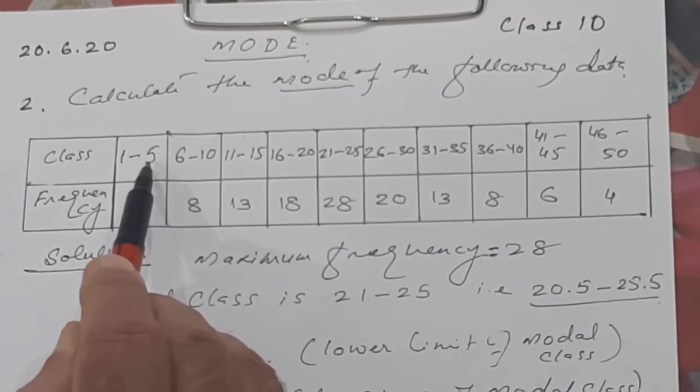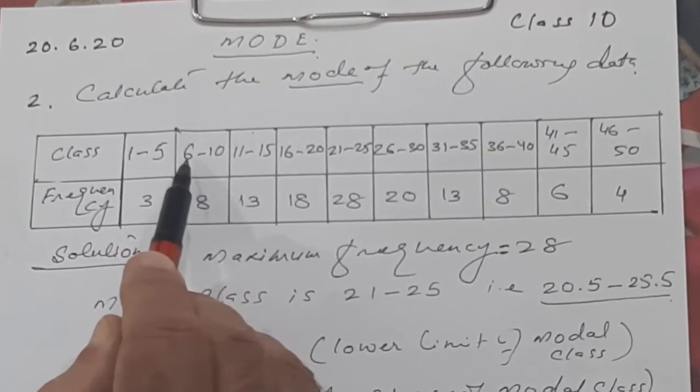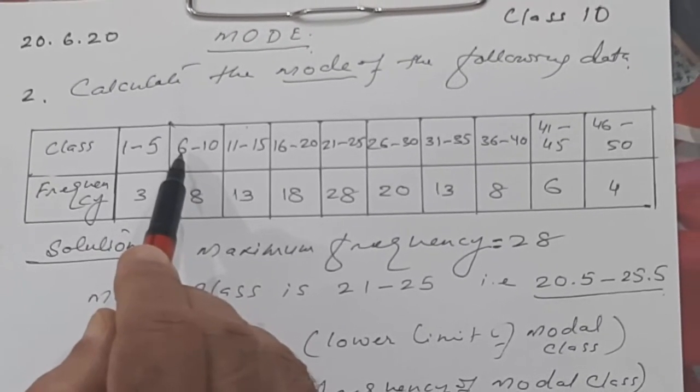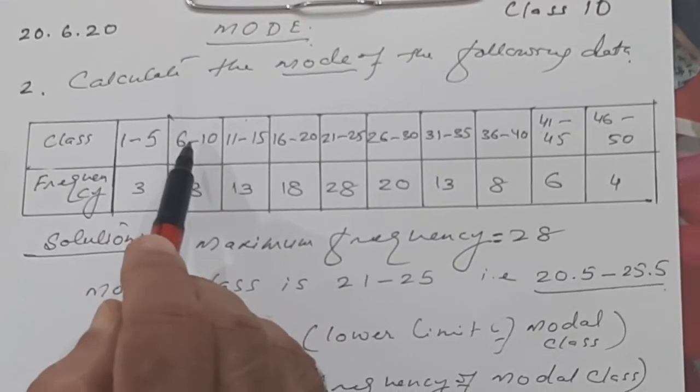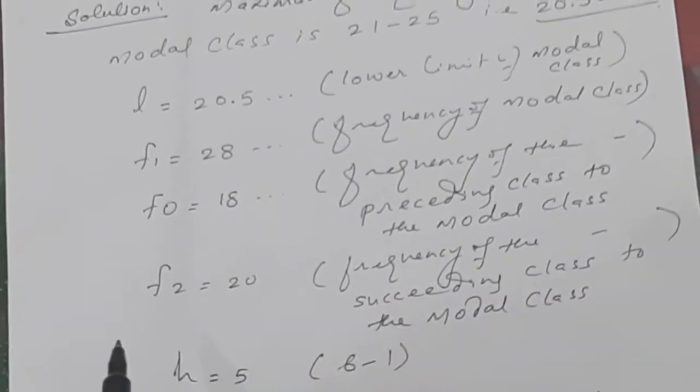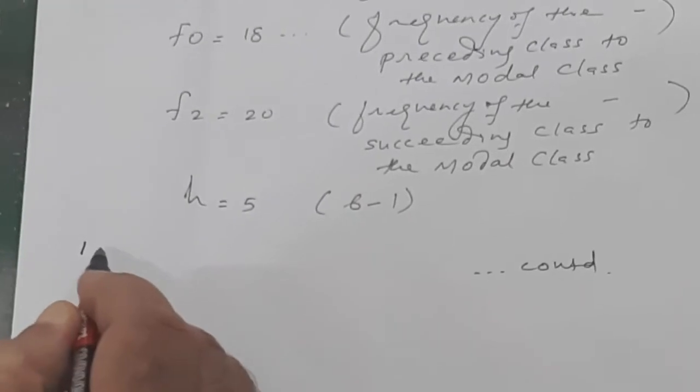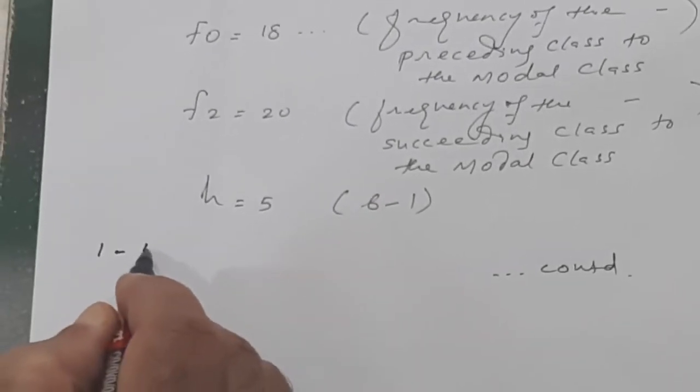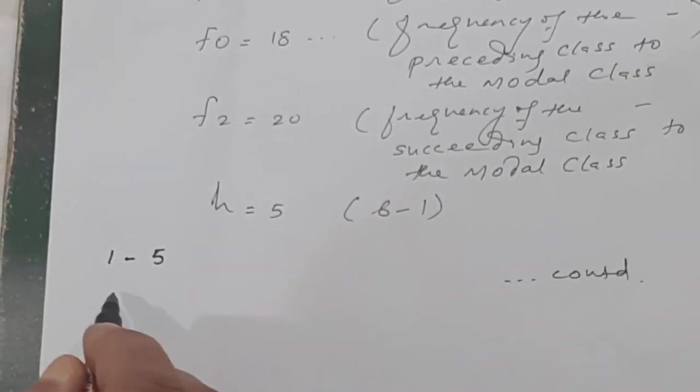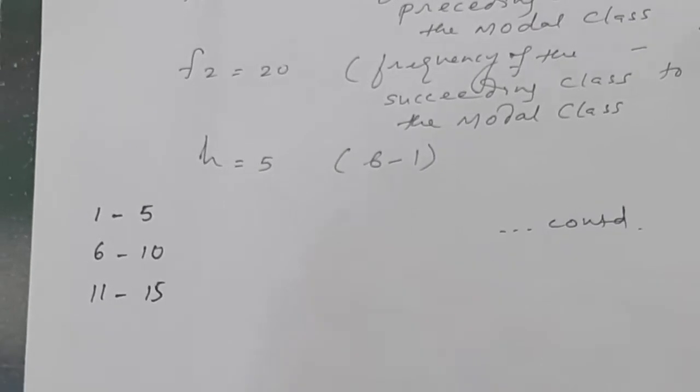Here upper limit is 5. In the next class lower limit is 6. So it should be the same. So how to do it? See here. Now class is 1 to 5. Next class is 6 to 10. Next class is 11 to 15, and so on.